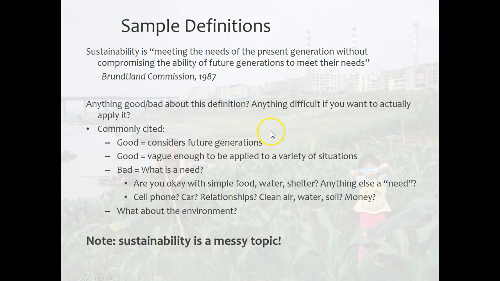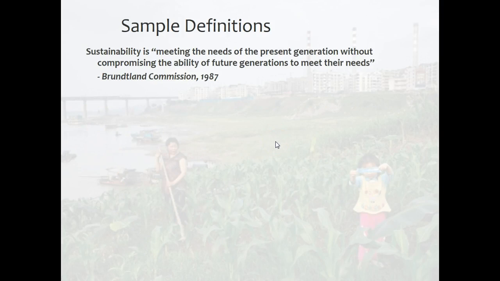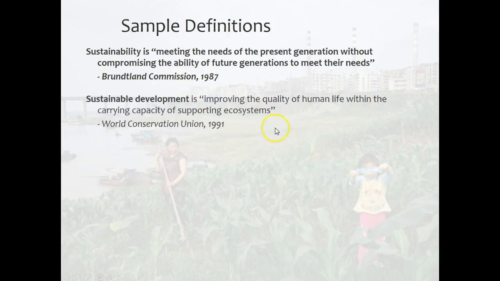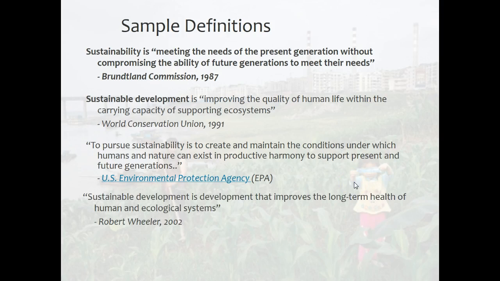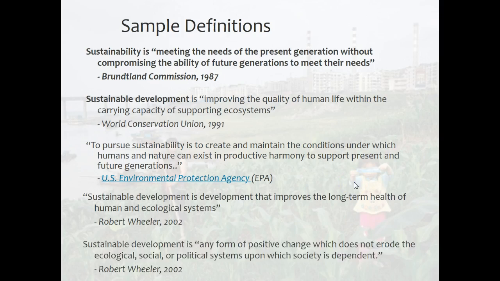Sustainability is very messy, but the key here is that the more you learn about it, the more you understand, the better you can think about sustainability, and the better you can apply some of these definitions. This is the main definition here, but I'm going to run through a few others, and I'm not really going to harp on them: improving the quality of human life within the carrying capacity of supporting ecosystems; creating and maintaining conditions under which humans and nature can exist in productive harmony to support present and future generations; developing and improving the long-term health of human and ecological systems; any form of positive change which does not erode the ecological, social, or political systems.